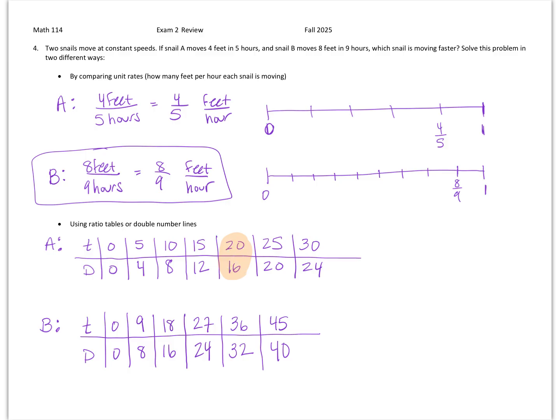So snail A went 16 feet in 20 hours, and snail B went 16 feet in 18 hours. So snail B went the same distance as snail A, 16 feet, but in less time. It took them 18 hours versus 20 hours. So snail B is faster.